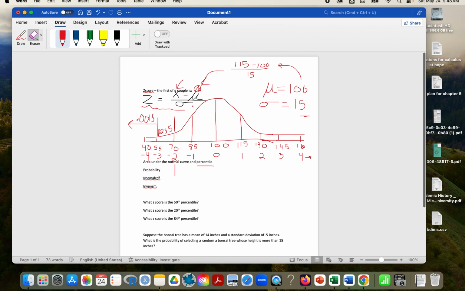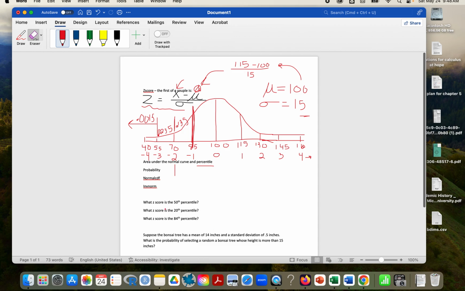If my IQ is 85, and remember, this was 13.5%, so that would be 0.135. And if I added these up, it's somewhere close to 16%. So I'm at the 16th percentile when my IQ is 85, meaning I am above 16% of the population. I'm at the 16th percentile when I'm at my z-score of -1.